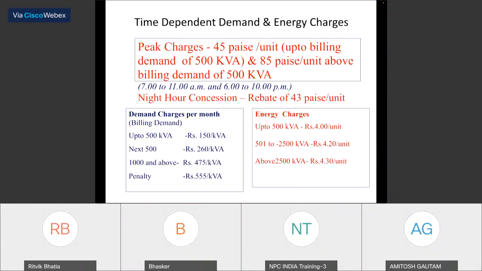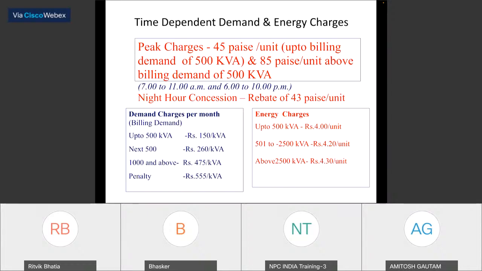You just see that if I can change from 7 to 11 or 6 to 10 p.m. load to night load actually after 10 o'clock, I can save around 128 paisa per unit, and a lot of money saving is possible with a simple load management. This is also a time dependent demand and energy charges which one has to understand, and how we can save money out of which, and how we can shift some of the load so that the utility curve can be changed by way of changing our utilization level.